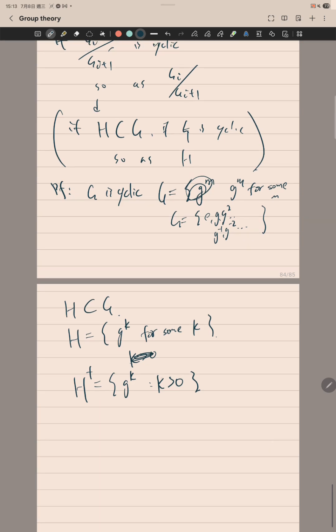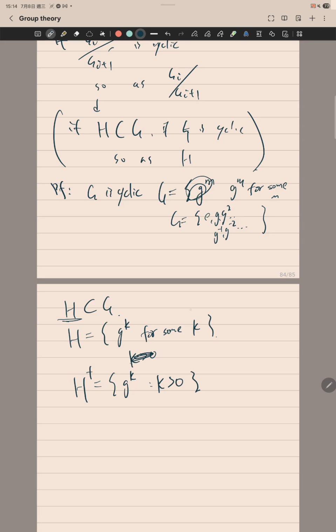I mean this is possible. Otherwise, if you cannot find H plus, meaning that K is 0, then G will be the identity. G will be the trivial group. So then H will be trivial. If H is a non-trivial subgroup, then H must contain some positive power of G.